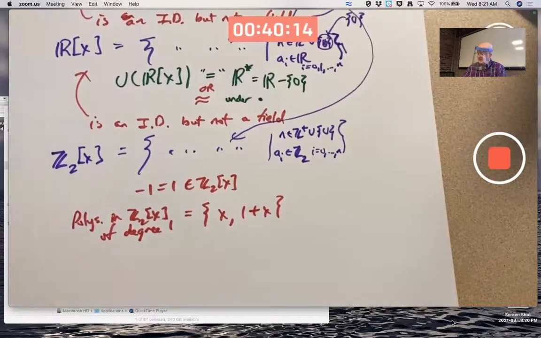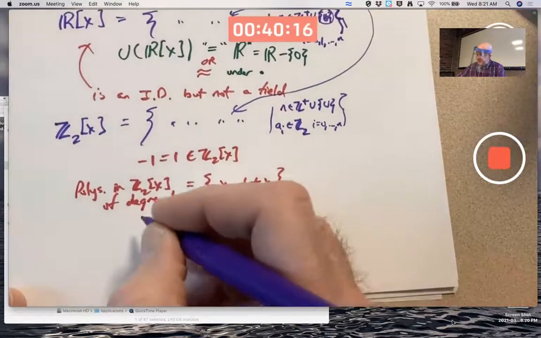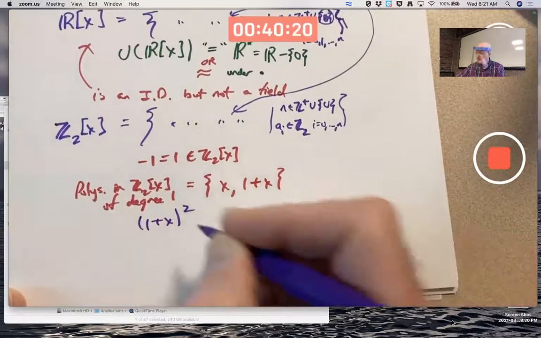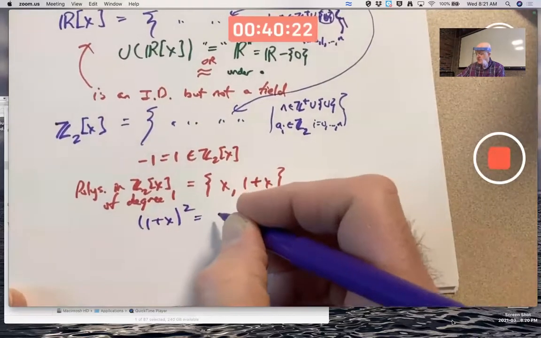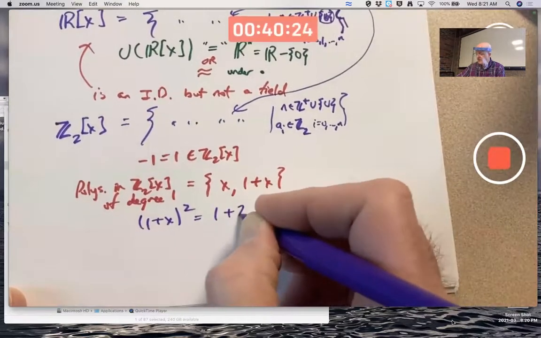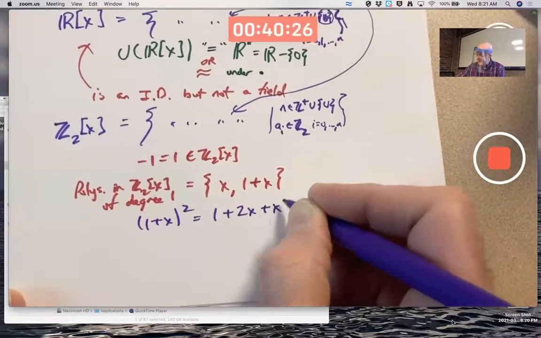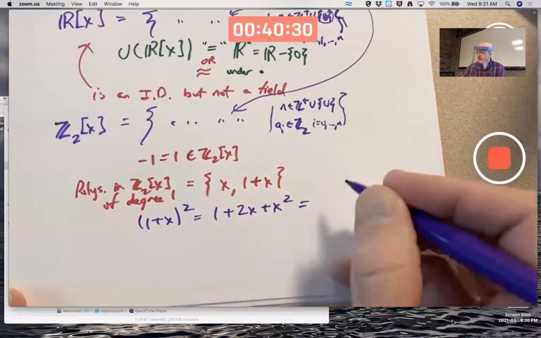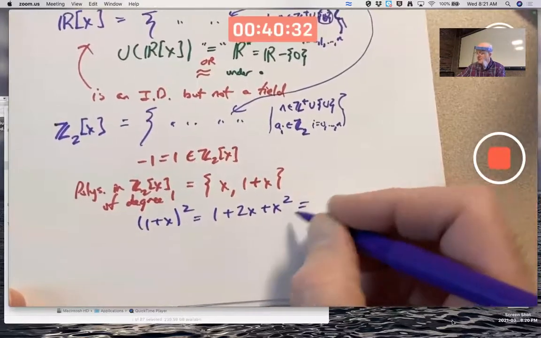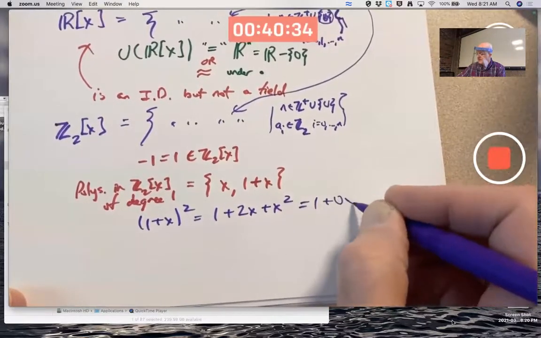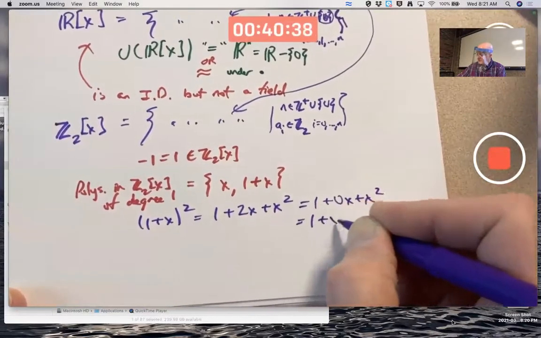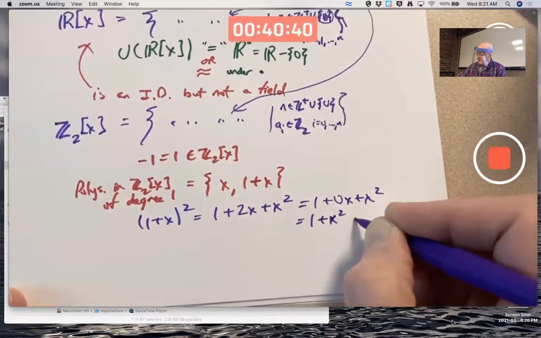So for example, if I square 1 plus x, I do need to square it in the usual way with FOIL. So as part of this calculation, I might write something like a 2 to help me realize, oh, I need to mod by 2 now. And so 2x is really 0x. And so this is really 1 plus x squared, mod 2.